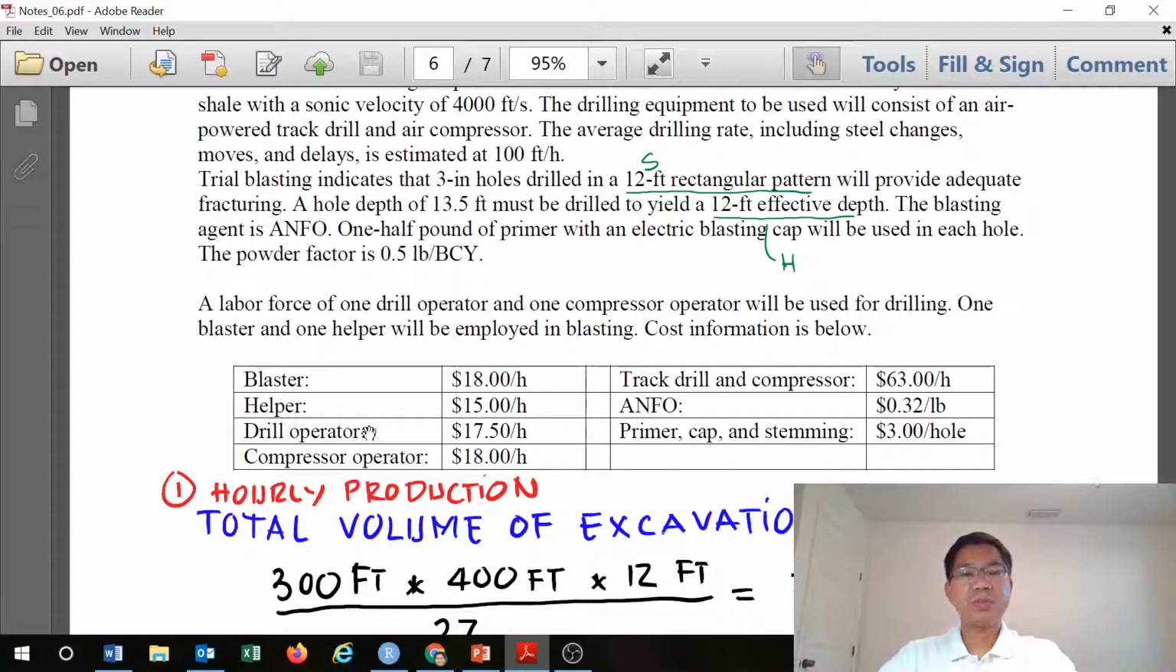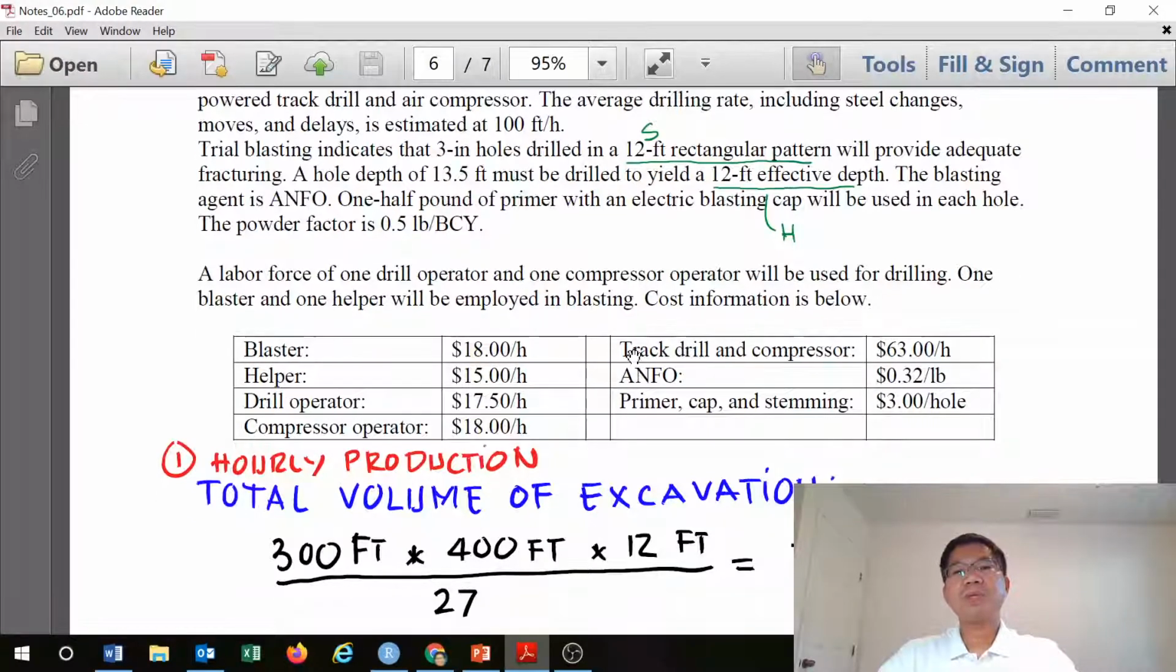so that you have these, the last two here, $17.5 per hour and $18 per hour, for drilling. And 1 blaster and 1 helper will be employed for blasting. So the first two, $18 per hour and $15 per hour, are for blasting. And cost information is below. We have the track drill and compressor, so this is equipment for drilling. ANFO is material. Primer, cap, and stemming are also material. The last two here are for blasting.